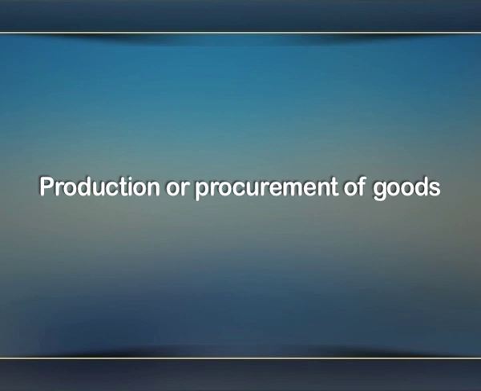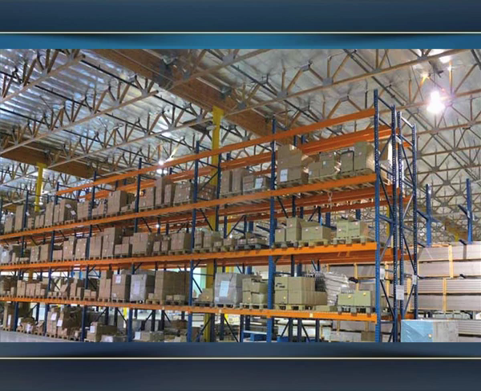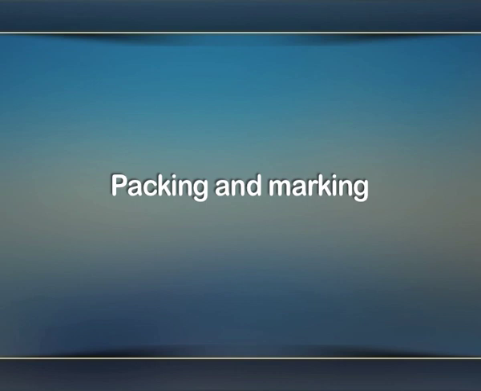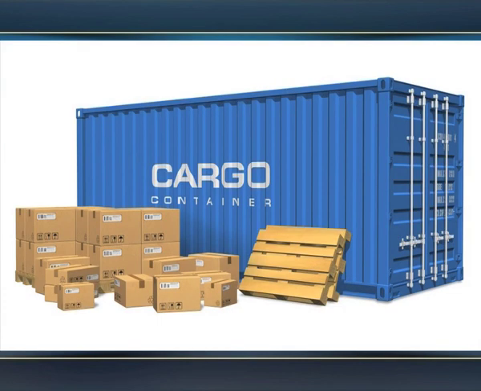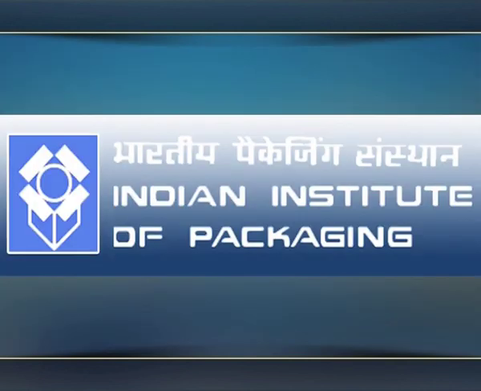Production or procurement of goods. On securing the pre-shipment finance from the bank, the exporter either arranges for the production of the required goods or procures them from the domestic market as per the specifications of the importer. Packing and marking. Then the goods should be properly packed and marked with necessary details such as port of shipment and destination, country of origin, gross and net weight, etc. If required, assistance can be taken from the Indian Institute of Packing, that is IIP.